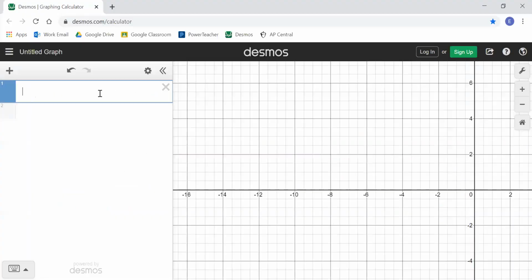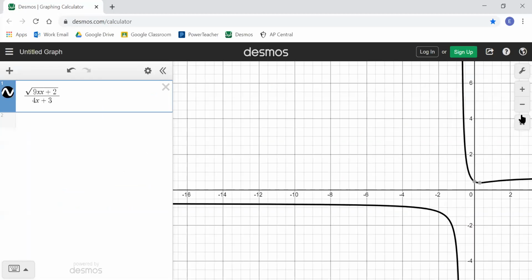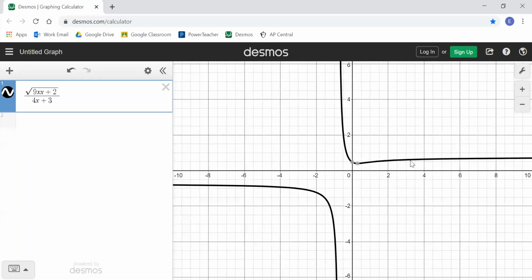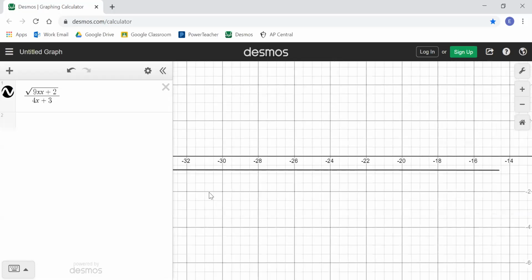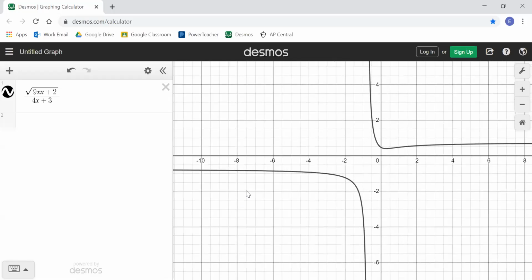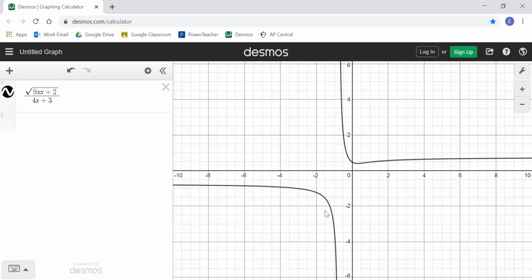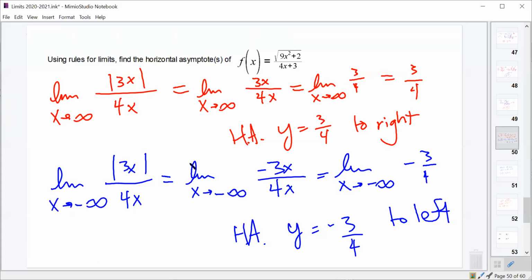Let's look at the graph of this on Desmos. The square root of 9x squared plus 2, I think, divided by 4x plus 3. If we look, as x goes towards infinity, yep, we're going up to positive 3/4. But if I go towards negative infinity, it's approaching negative 3/4. So we have different horizontal asymptotes in different directions. Good?